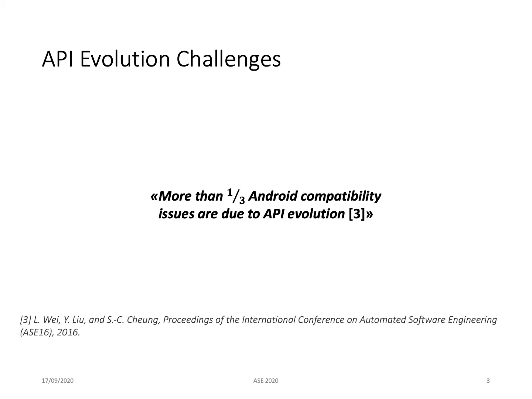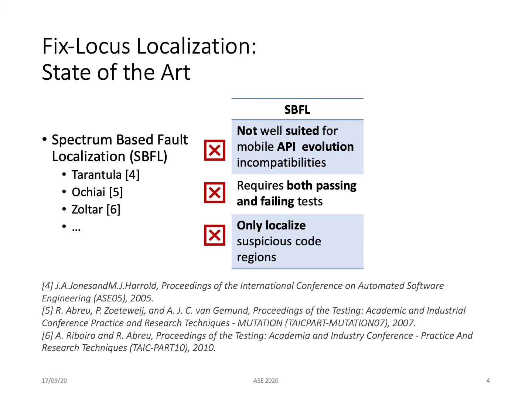Frameworks and APIs evolutions pose their own challenges, and this is especially relevant where the evolution happens so fast, such as in the Android framework. As a matter of fact, it is stated that more than one-third of Android compatibility issues are due to the API evolution.